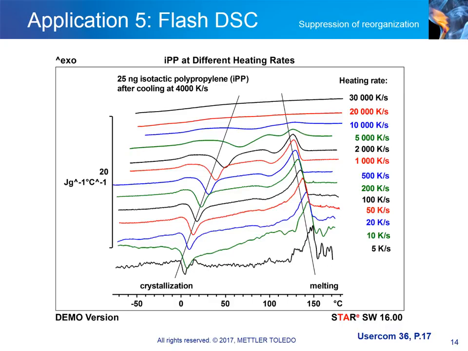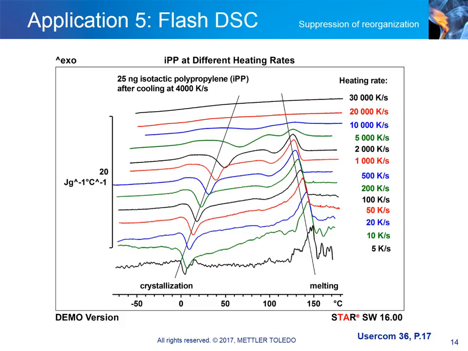The slide illustrates a reorganization process using isotactic polypropylene. The test specimen has been cooled from the melt at a cooling rate of 4,000 degrees per second before each heating measurement. With this cooling rate, crystallization is suppressed, resulting in a fully amorphous test specimen. Each curve represents a heating run performed at the indicated heating rate. The glass transition appears as a step at about 0 degrees Celsius.